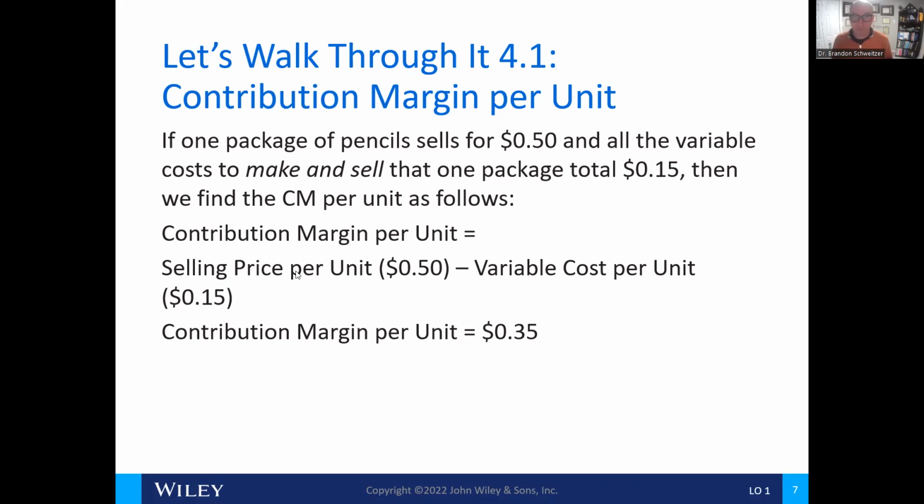Here we have an example to discover contribution margin per unit. The company sells pencils for 50 cents for one package. The variable cost to make those pencils is 15 cents per package. So we need to find the contribution margin on a per unit basis. To find it, we take the sales price of 50 cents minus the variable cost of 15 cents. This gives us a contribution margin per unit of 35 cents.